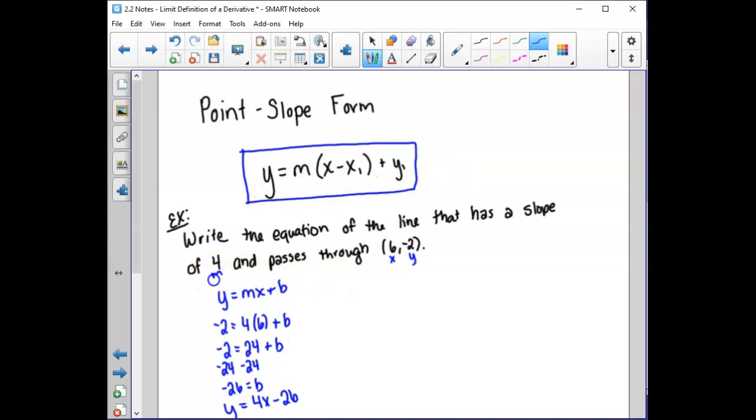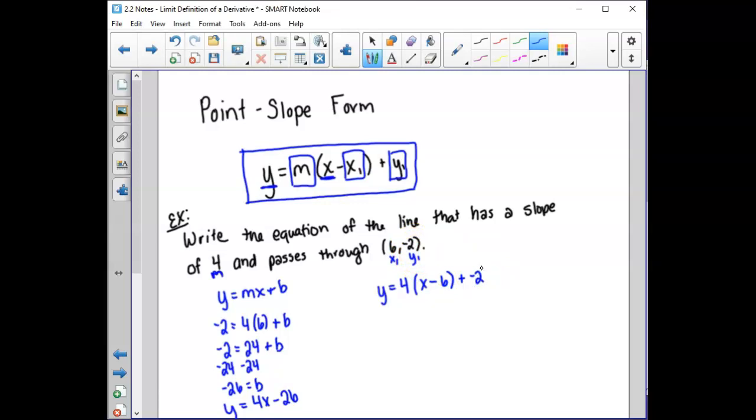And so in this case, 4 is your m, and 6 is your x1, and -2 is your y1. So you're going to plug in something for the m, the x1, and the y1. You leave the x and the y in the equation. So for this case, I do y equals, slope is 4, so m is 4, times (x minus x1, which is 6 here), plus y1, which is -2.